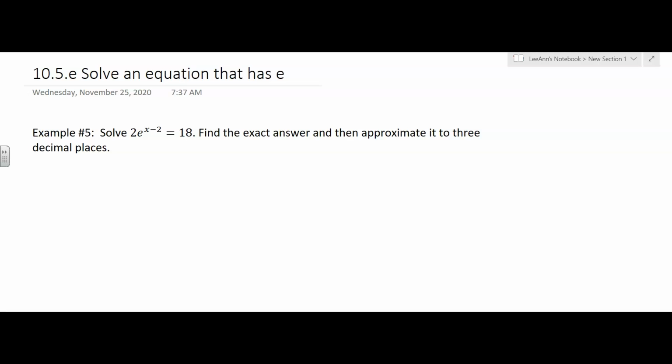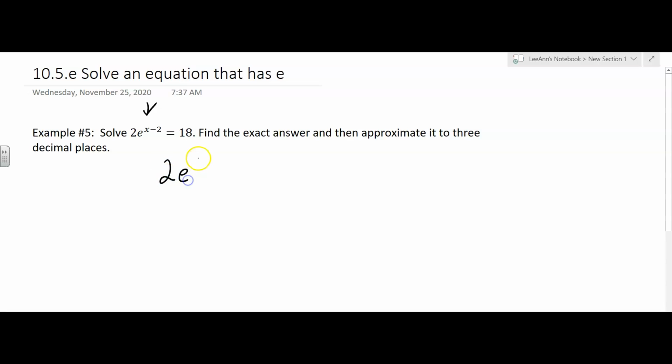So I have an equation I'm going to solve. Remember, I'm solving for the variable, which is x. E is a value. We have a decimal approximation. It's an irrational number. So we're going to solve for x. We're going to find the exact answer and then approximate it to 3 decimal places.